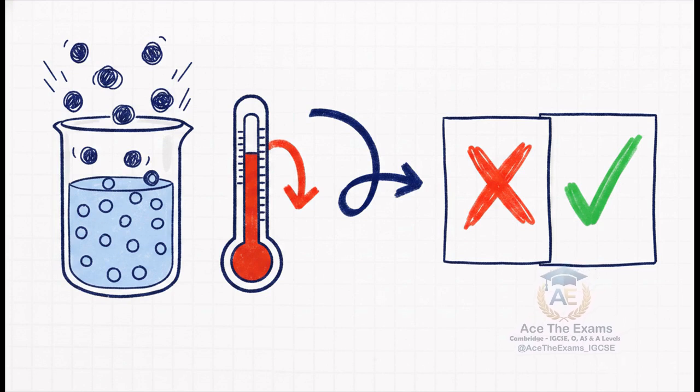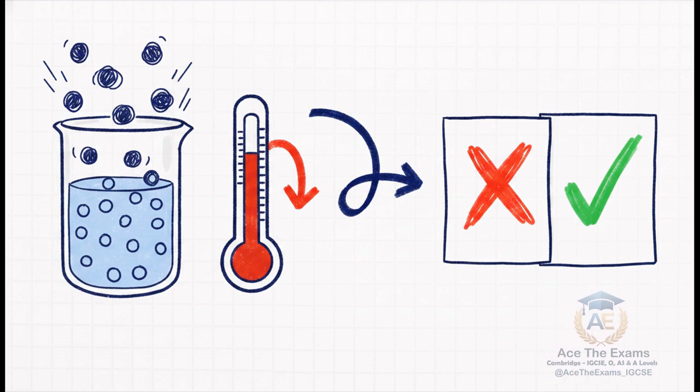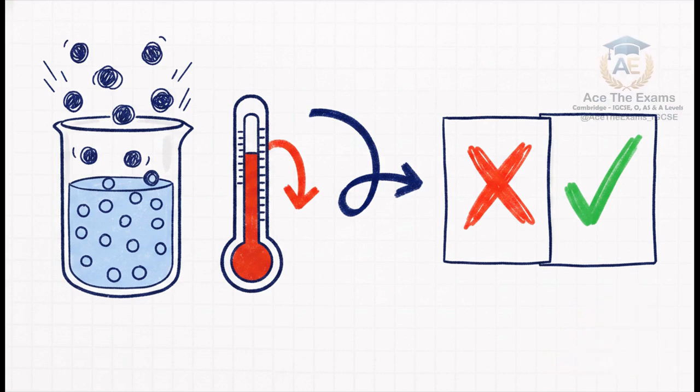Your point: evaporation causes cooling. Your evidence and explanation: the most energetic molecules escape the liquid surface, meaning the average kinetic energy of the remaining molecules decreases. Your link: a decrease in average kinetic energy results in a lower temperature of the bulk liquid. Suddenly, we have gone from a red pen disaster to a green checkmark masterpiece.